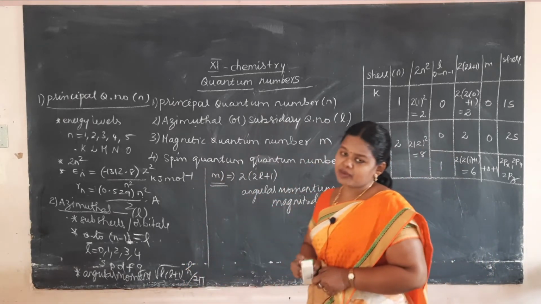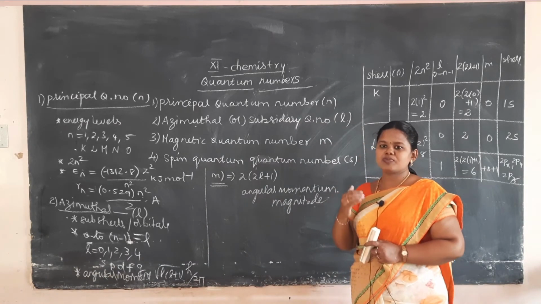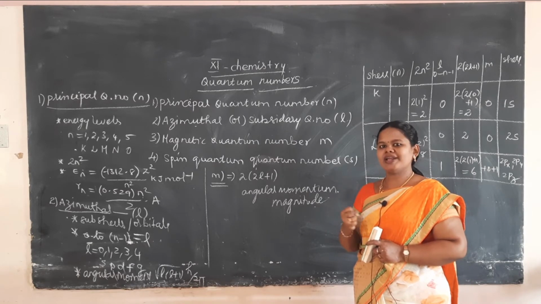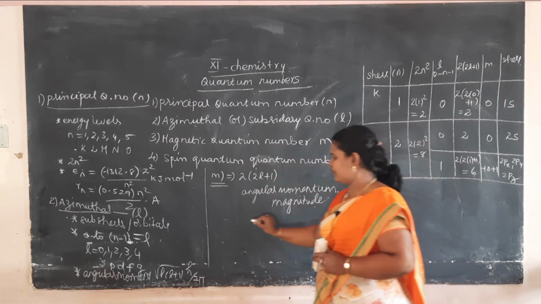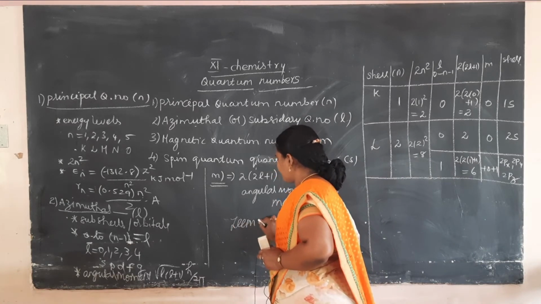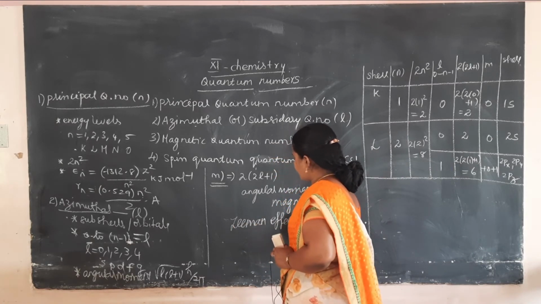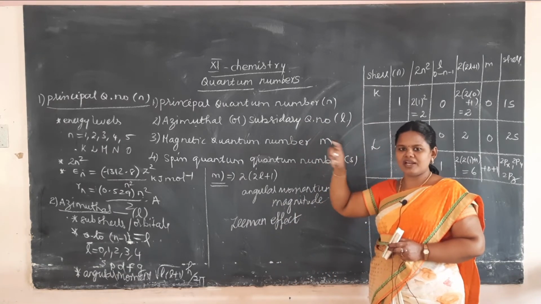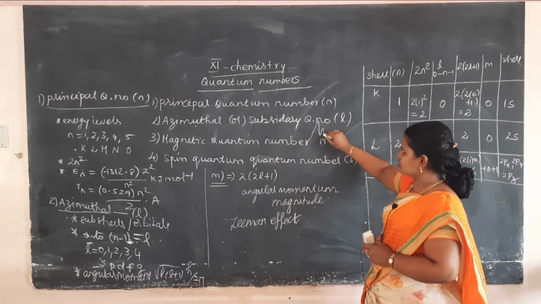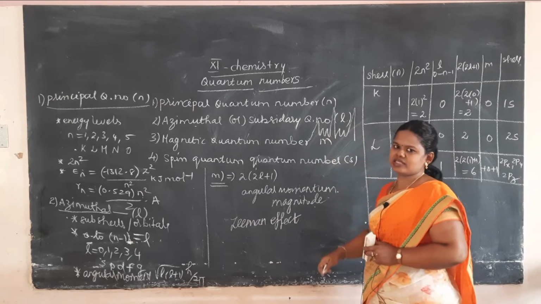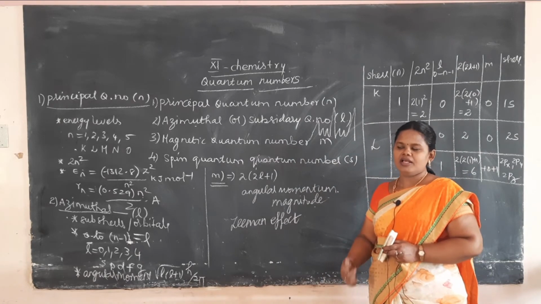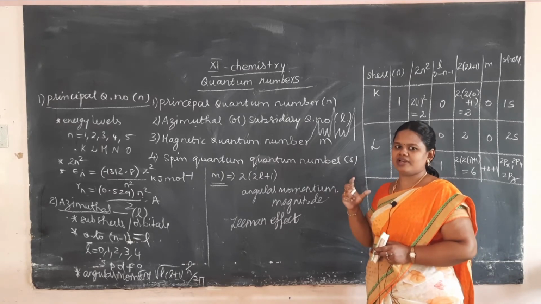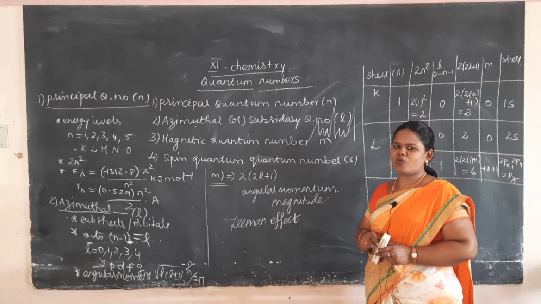Then the Zeeman effect, which we have already learned, is the splitting of spectral lines in a magnetic field, and that confirms the magnetic quantum number. Spectral lines will split in a magnetic field. So the splitting of spectral lines in a magnetic field is confirmed by the magnetic quantum number M.